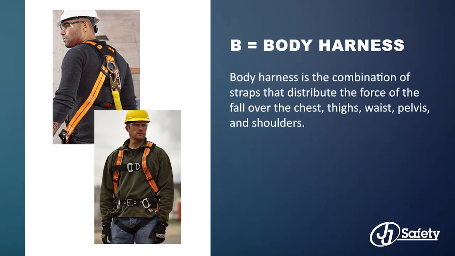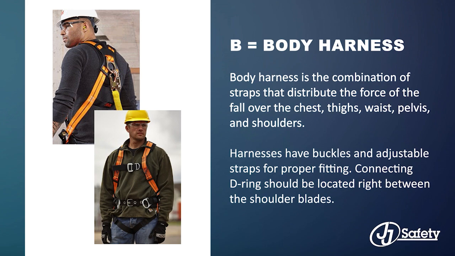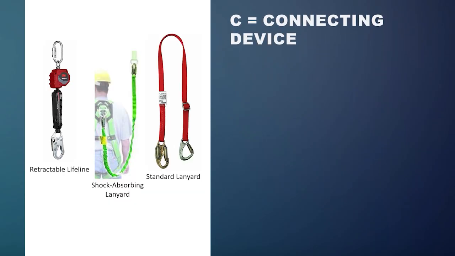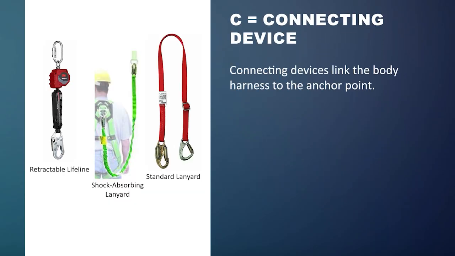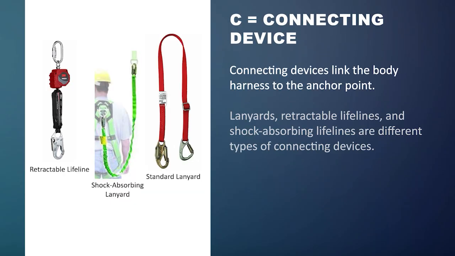The body harness is the combination of straps that distribute the force of the fall over the chest, thighs, waist, pelvis, and shoulders. Harnesses have buckles and adjustable straps for proper fitting. The connecting D-ring should be located right between the shoulder blades. The connecting devices link the body harness to the anchor point. Lanyards, retractable lifelines, and shock-absorbing lifelines are different types of connecting devices.